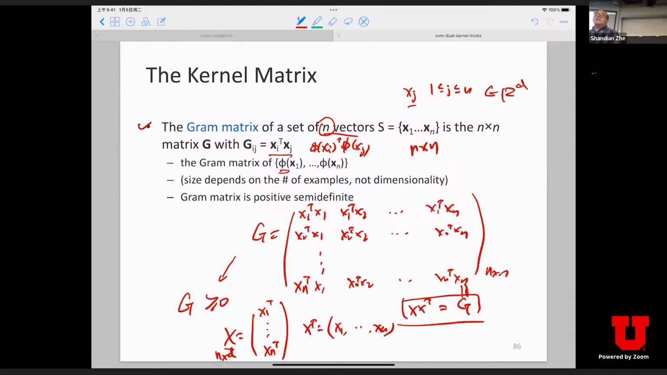Now we know that G has such a structure. If you want to show that for any non-zero vector z, z transpose G z is non-negative, we know that G can be represented by X times X transpose. So you just substitute this in: z transpose X X transpose z. What can we observe?